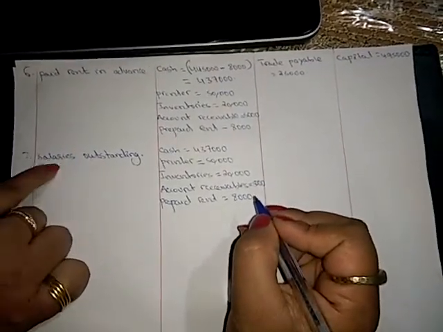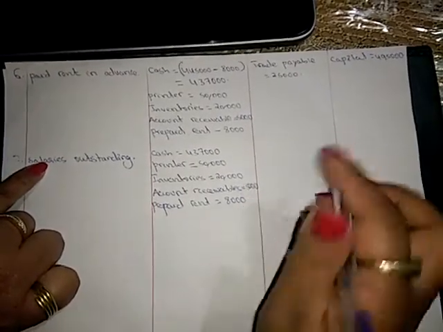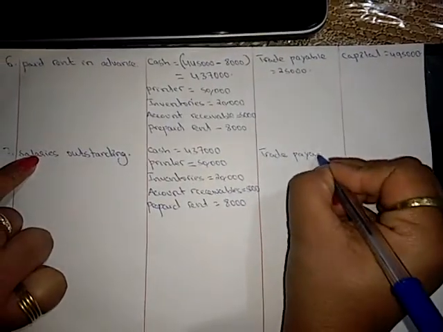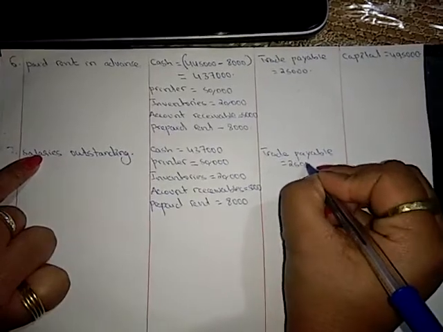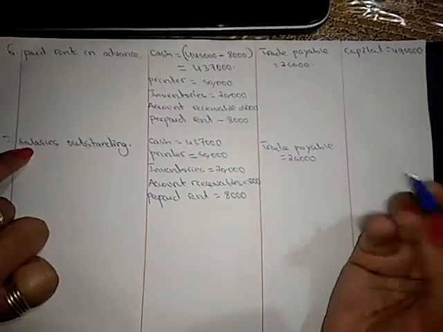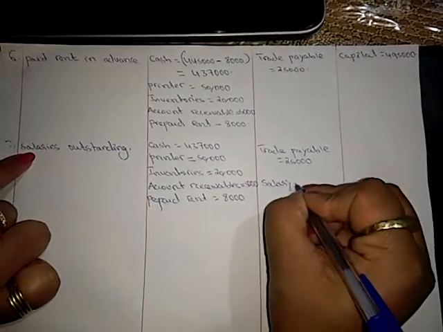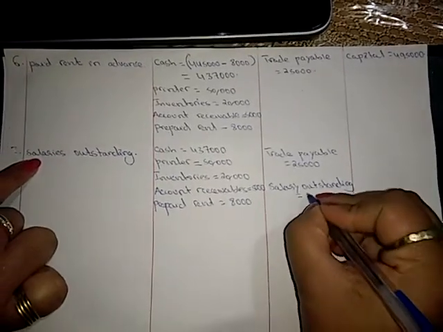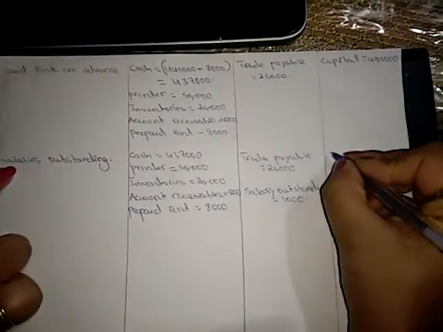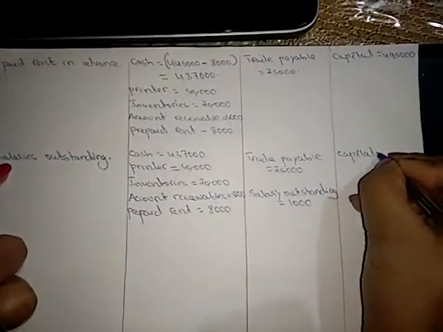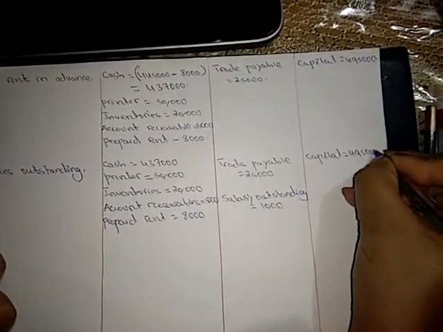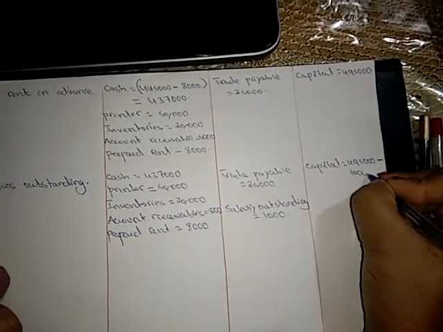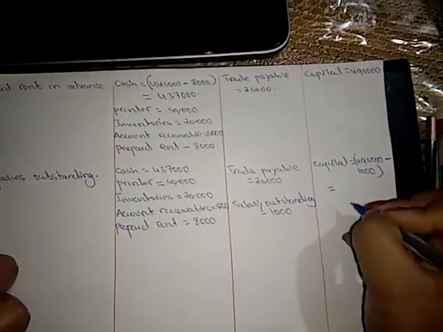Whenever the expenses becomes outstanding, it falls under liabilities. Before only you had one liability, trade payable. Now with this transaction you have another liability, that is salary outstanding. Why it is liabilities? You have to pay, that's why it is liabilities 1000. So capital, you are having 4,95,000. You have to pay liability from this capital, no? So minus 1000.